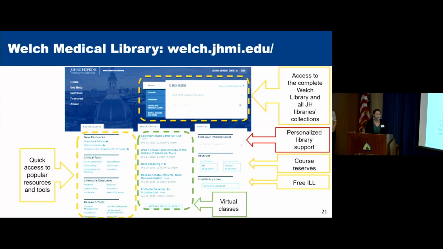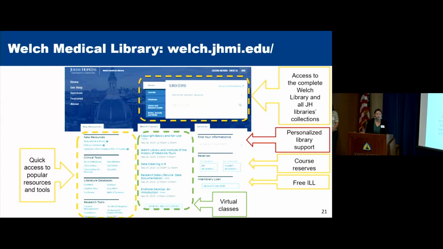So there's the reserves for course reserves if you are involved with that. That's the system to use. And then underneath that is the interlibrary loan. So don't pay for articles, know that you can get them through us. And then above that is where it says find your informationist. And this is the personalized library support. So in that search box, you can search for your department to figure out who your informationist is.